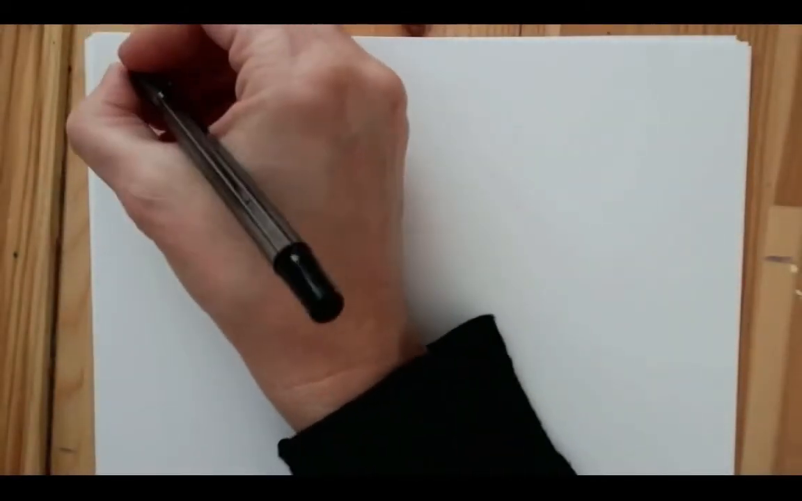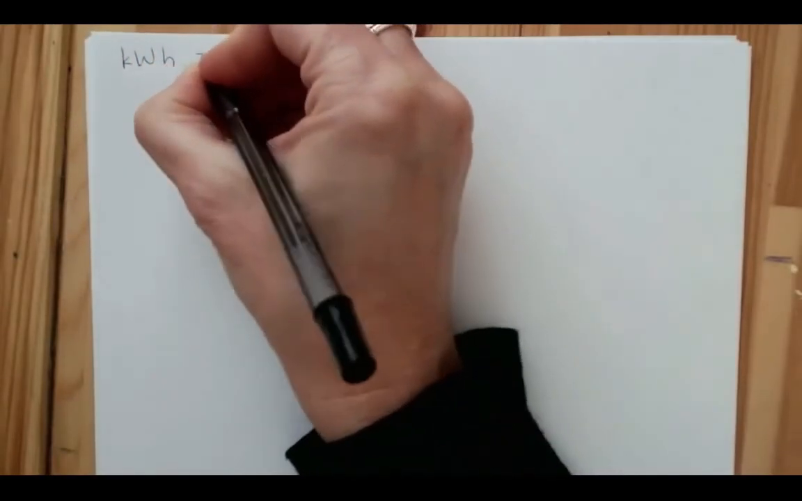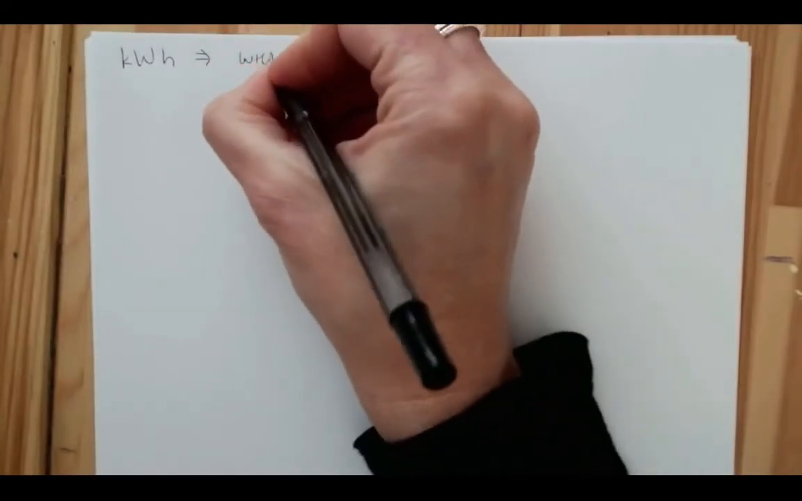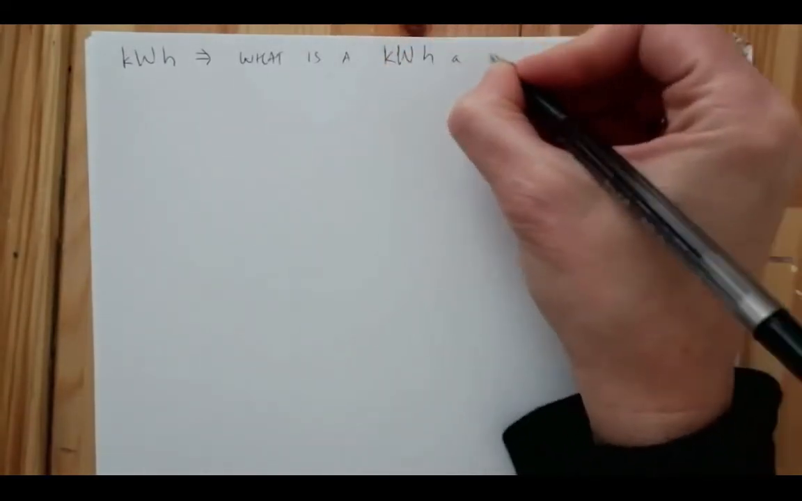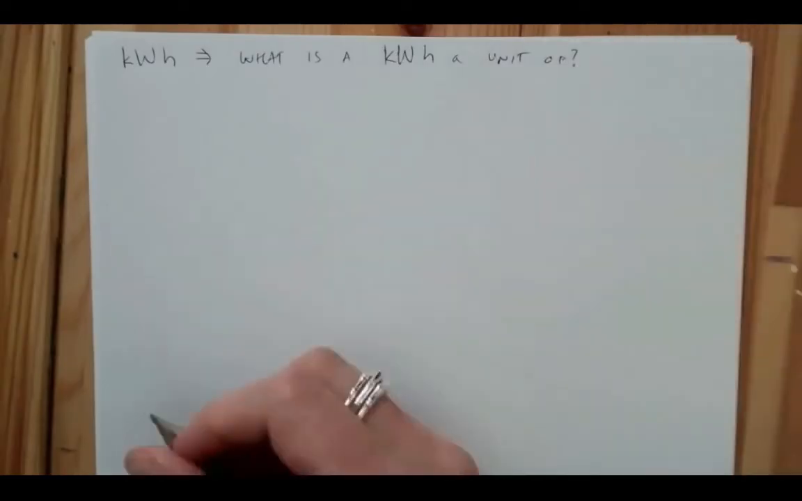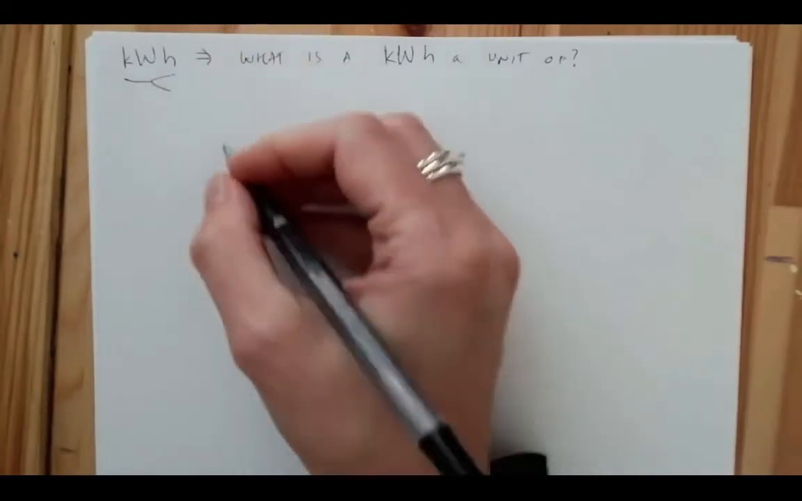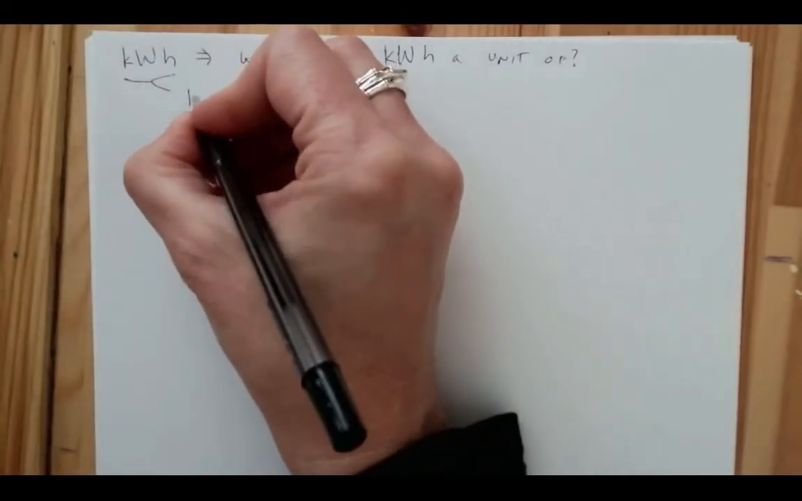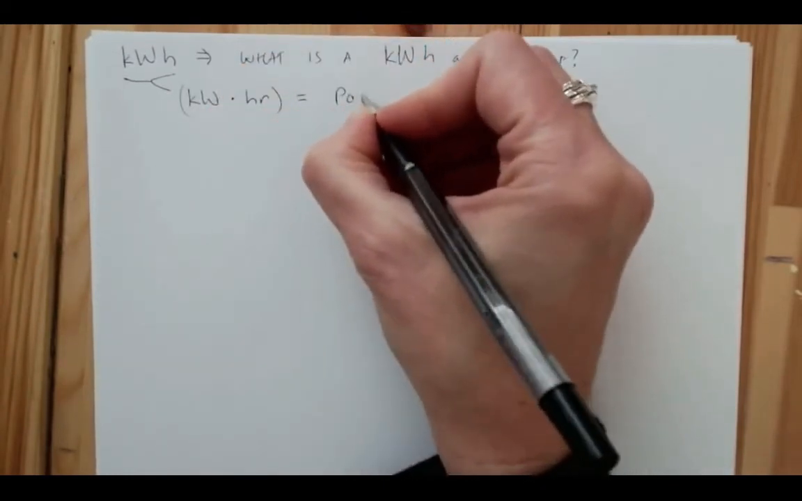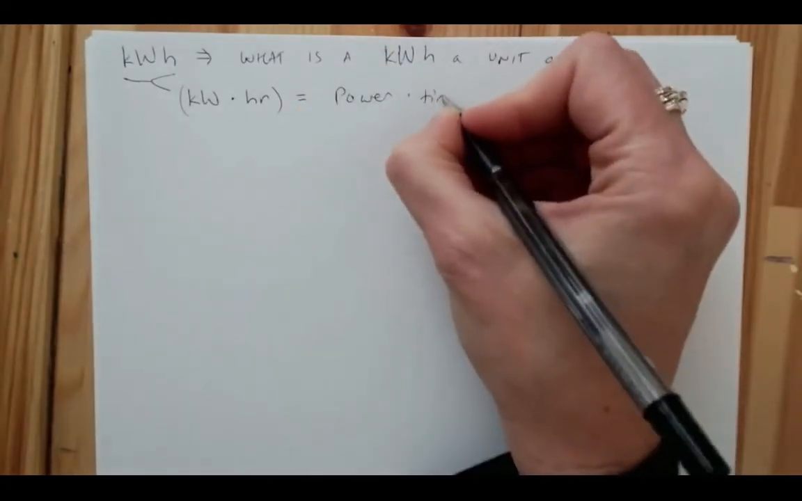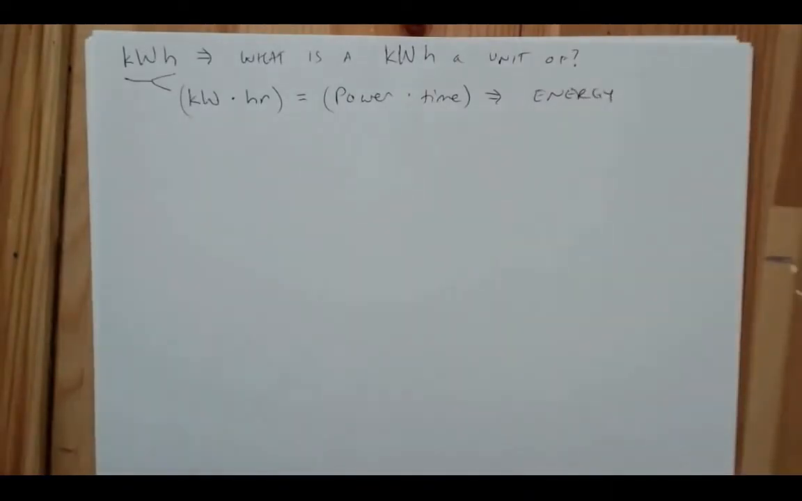The last part of our discussion of power is going to involve the idea of a kilowatt hour. So a simple question would be, what is a kilowatt hour a unit of? And a kilowatt hour is not an SI unit, but it's one that's commonly used, which is why I mention it. A kilowatt hour would be equal to a kilowatt multiplied by an hour, which is going to be equal to power multiplied by time. And so then what you should realize by now is that that would be equal to energy.